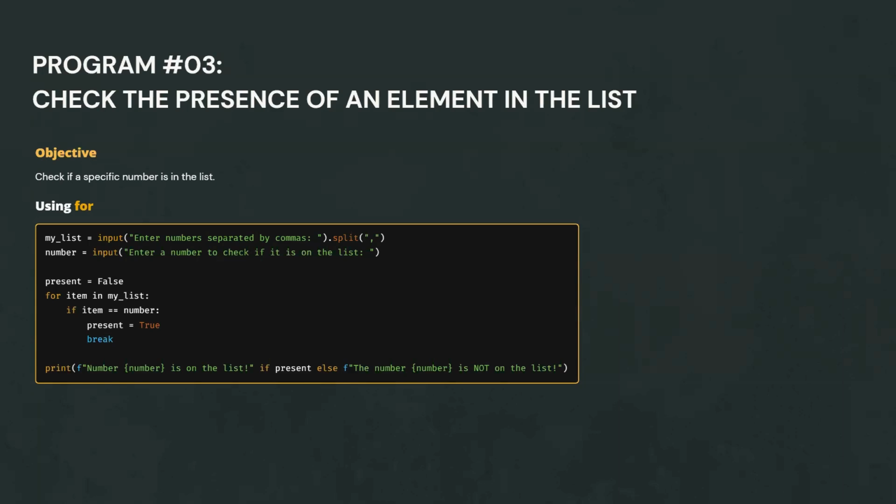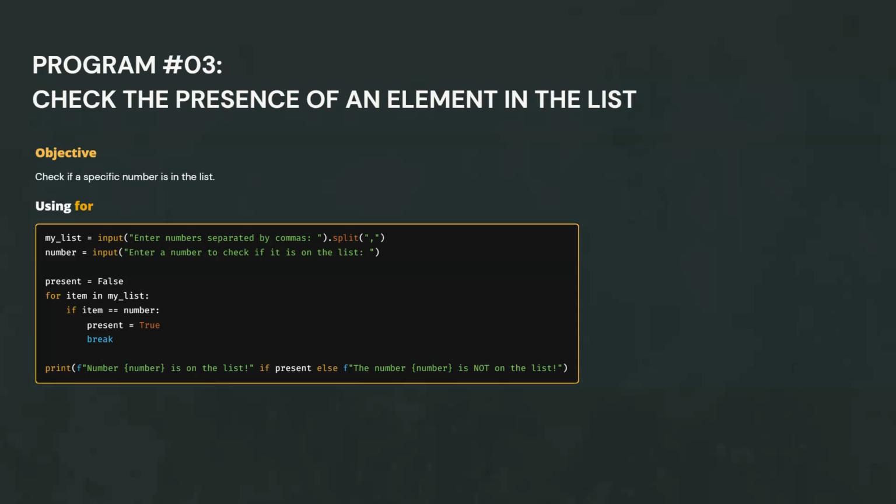We are going to check if a specific number is present inside a list or not. We have already done this kind of exercise before, but today we are going to do it using a for loop and a while loop. So here's the idea. Imagine you have a shopping list or maybe a list of numbers and you want to quickly check if something is there or not. For example, is the number 5 in my list of numbers? That's exactly what we are building today.